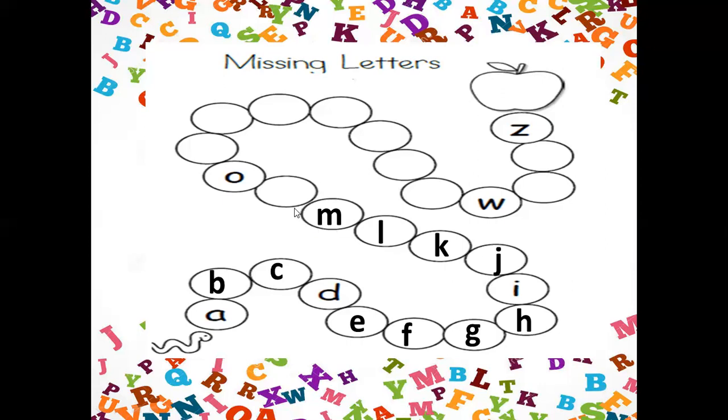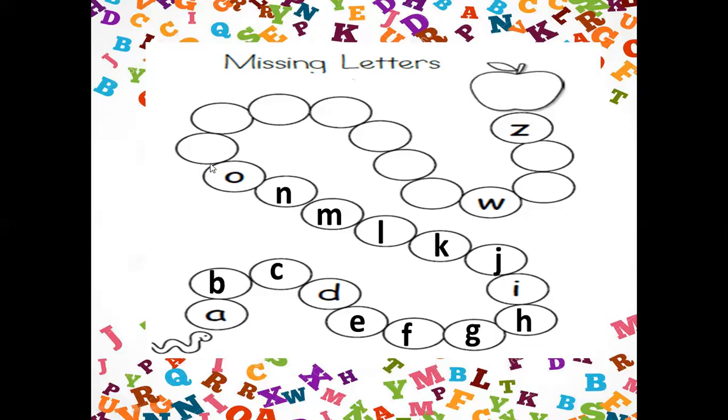Now again we have a missing letter between L and O. What will come after M and before O? The missing letter after M is N. M, N, and then O. Now we have done the missing letters from A to O. A, B, C, D, E, F, G, H, I, J, K, L, M, N, O.